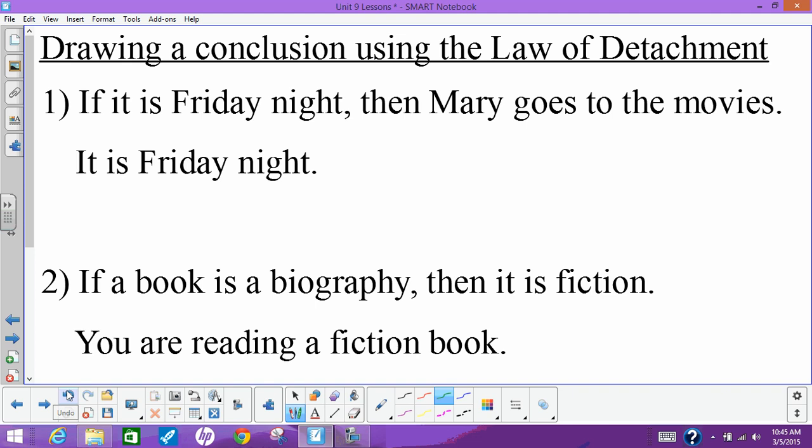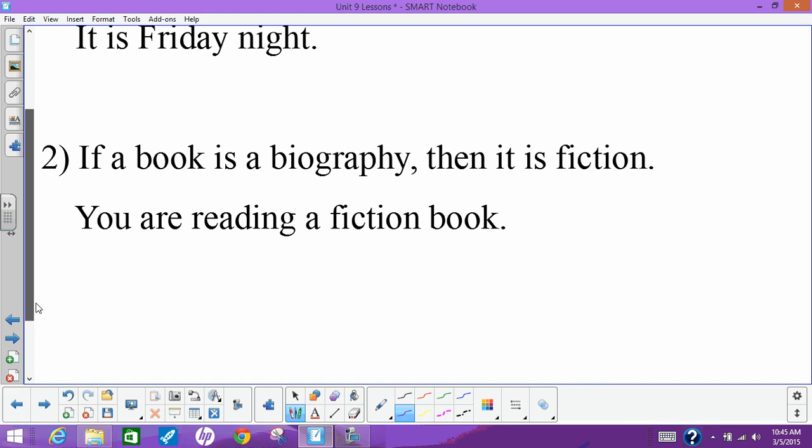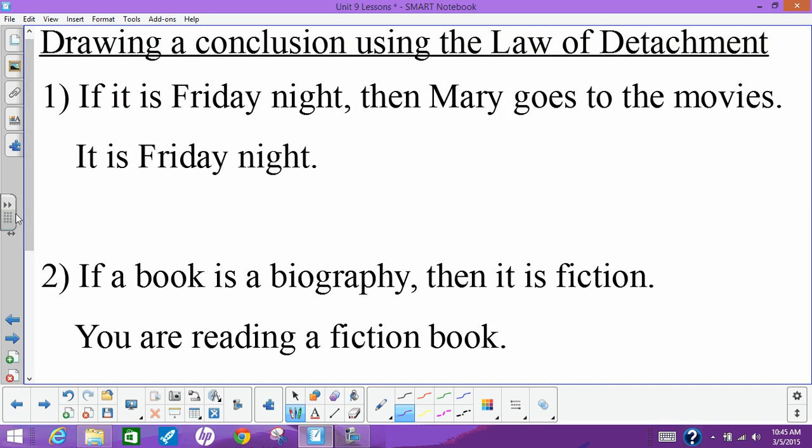So let's do a couple more examples of that. I think I have one example that will work and one example that will not work, because you can't always draw a conclusion. So I always like to start out finding hypothesis and conclusion. Our hypothesis is it is Friday night. Our conclusion is Mary goes to the movies.